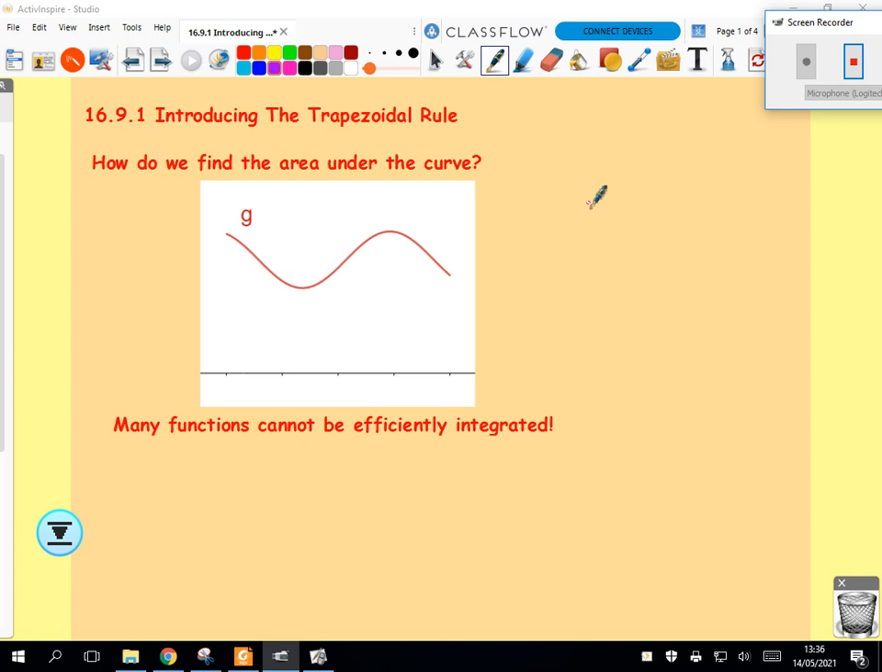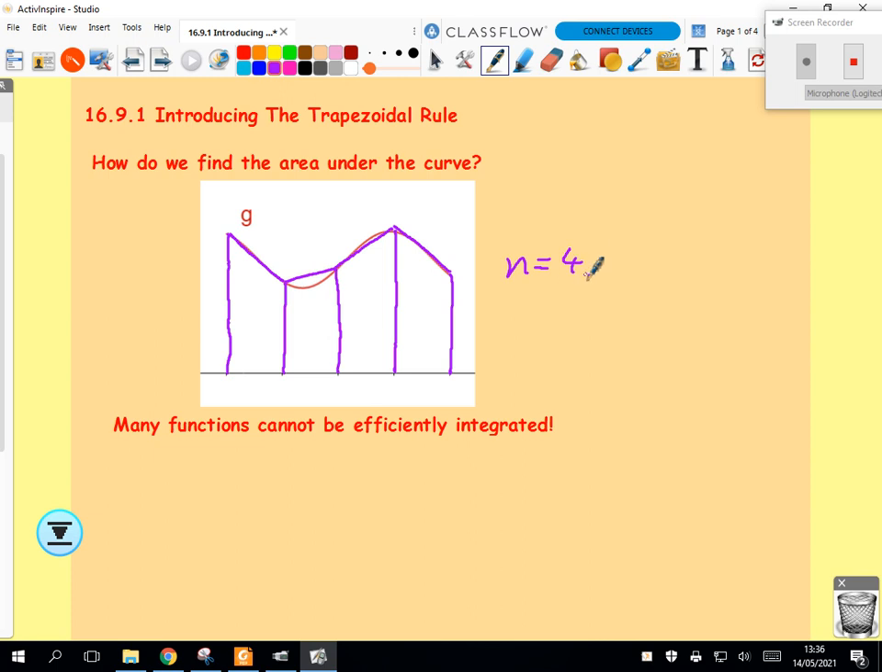So to find the area under the curve using the trapezoidal rule, what we do is we break the curve up. We draw a number of offsets, these vertical lines, and then we just complete trapezoids, connecting those offsets. And there I have 4 trapezoids. We would say the number of trapezoids is 4, n equals 4.